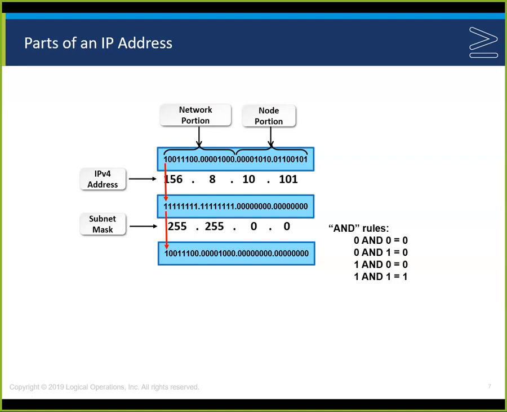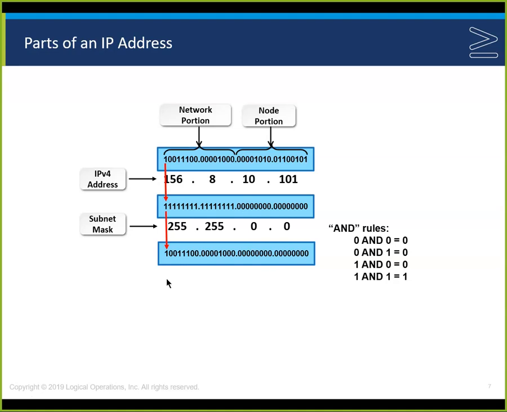A 0 and a 1 is a 0. And what you actually wind up with is when you AND these things, wherever the 1s are, you get those binary numbers again. And wherever the 0s are, you get 0s. The network address, the network portion, is by definition where the host bits, the node portion, are all 0s.